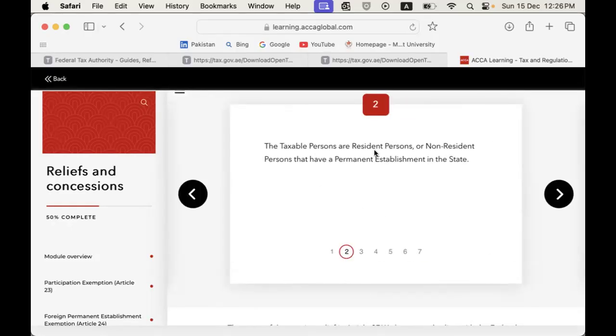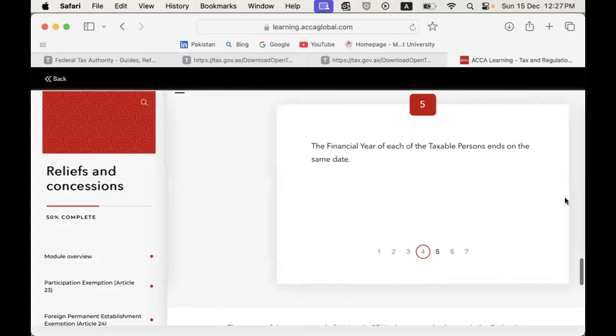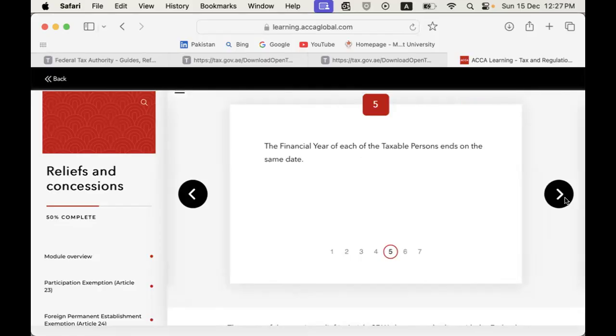The taxable persons are resident persons or non-resident persons that have a permanent establishment in the state. So same thing, either resident persons or branches of non-resident persons in the UAE. None of the persons are exempt persons. None of the persons are qualifying free zone persons. Quite similar characteristics. Financial year ends on the same date.